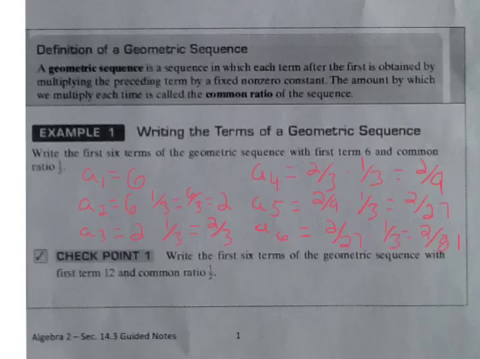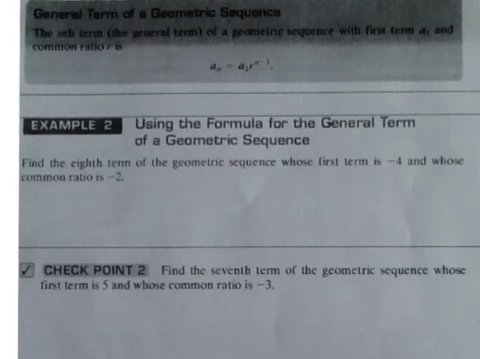Your job is to do the checkpoint. So press pause here, make sure you're showing your work on all the checkpoint, and then I will give you the answer. So the answer for the checkpoint 1 is 12, 6, 3, 3/2, 3/4, and 3/8. Let's look at page 2.